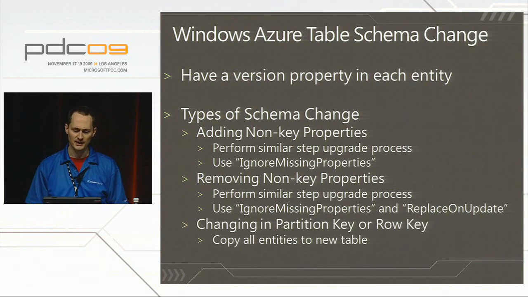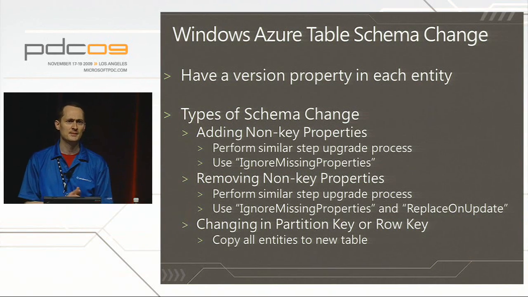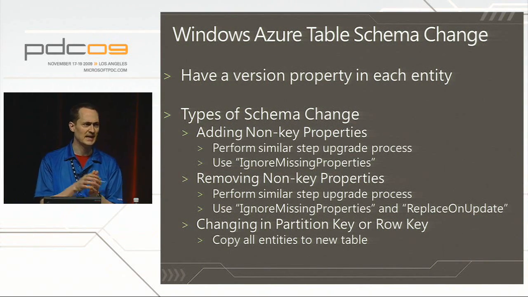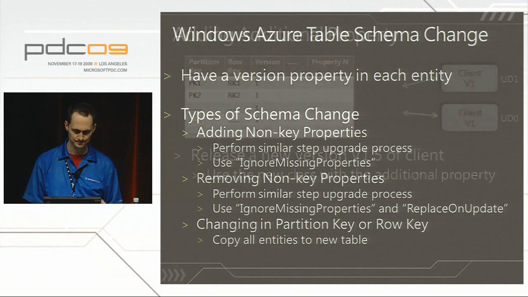Then a more invasive change for your schema would be to change the partition key or row key, which is basically changing your primary key. There are many ways to try to do this. One way would be to create a new table with that new key, and then copy the entities from the old table to the new table, but I don't have time to go into the details of that type of schema change. The most common type of schema change services deal with is adding a new property. So I'm going to go through an example of doing that right now.